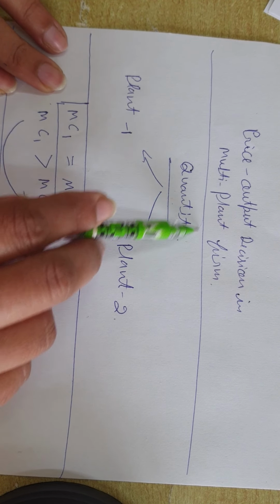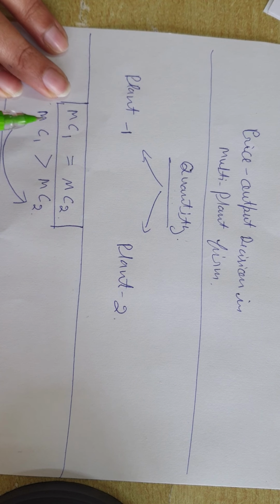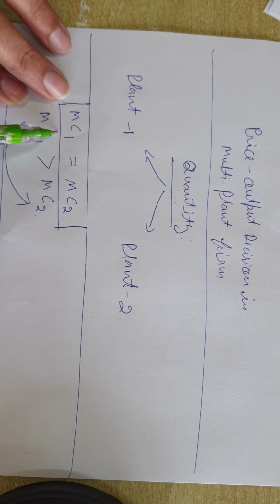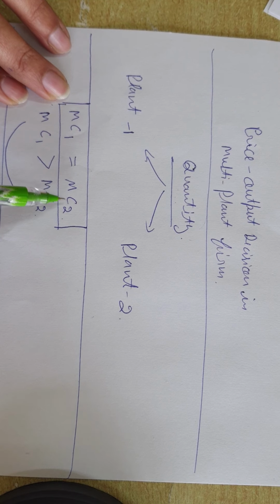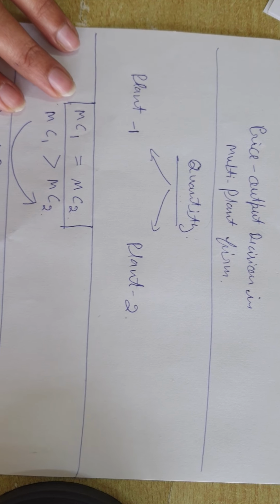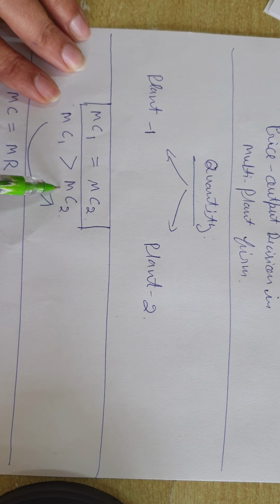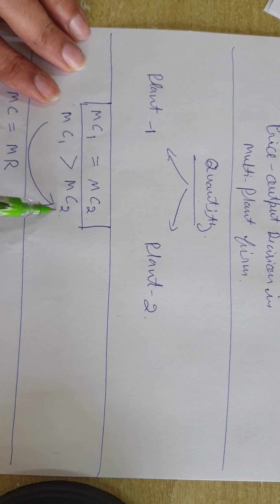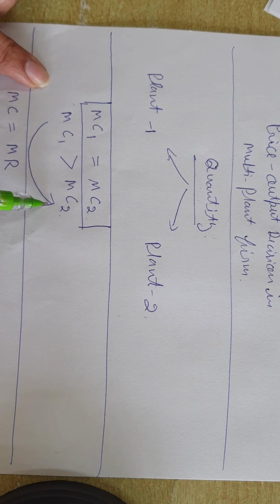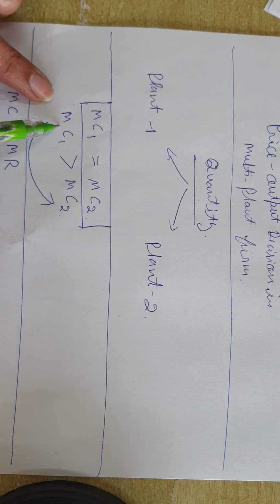We will distribute the total quantity in different plants in such a way that the marginal cost of one plant should be equal to the marginal cost of the second plant. If there is a situation where the marginal cost of one plant is greater than the marginal cost of the second plant, so you can see here the cost of production is more in the first plant and less in the second plant. Obviously we will shift some commodities from here to there. I mean to say we will reduce production in this plant and we will increase production in this plant.